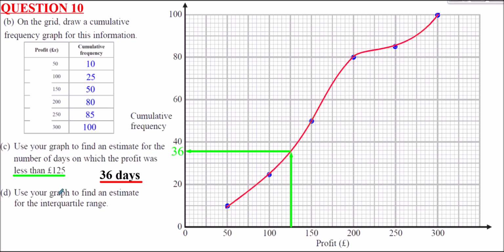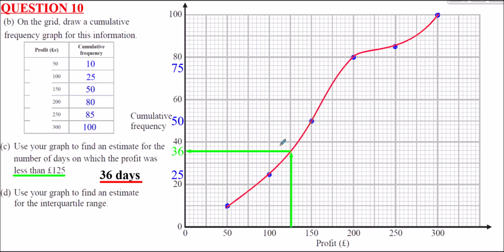Part D, we need to use the graph to find an estimate for the interquartile range. The clue is in the name, quartile. Quartile sounds like quarters, and so we divide the vertical axis into quarters. So 100 divided by 4 is 25, so the lower quartile we read off at 25, the second quartile is 50, that's the same as the median, and three quarters, 3 lots of 25, is 75. So lower quartile, median, upper quartile.